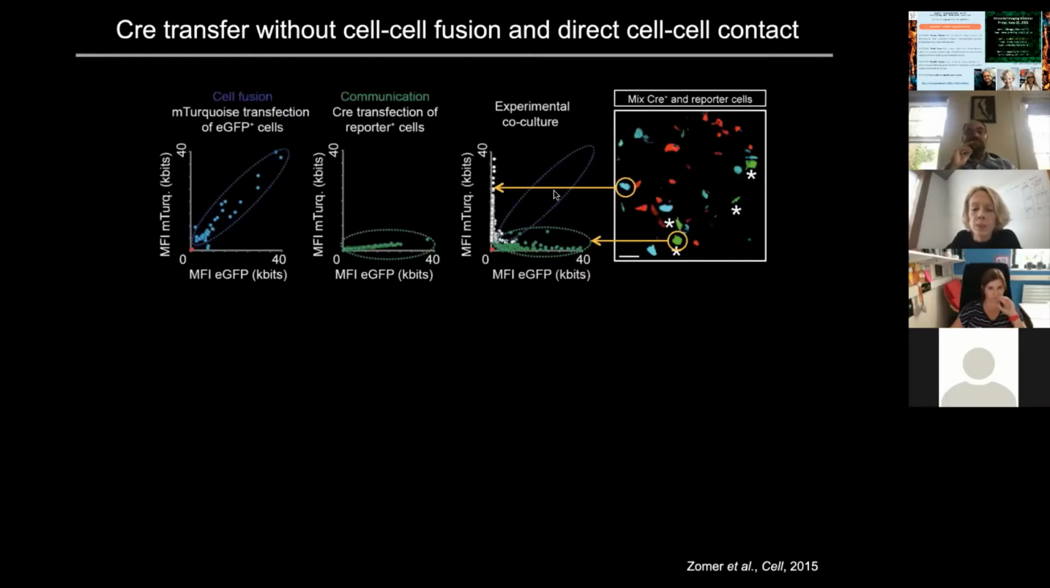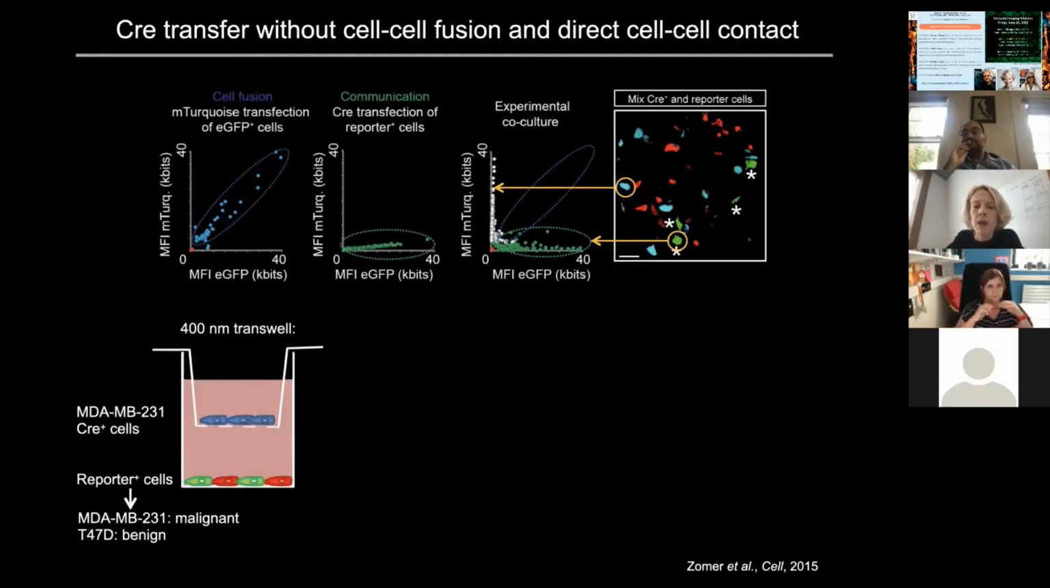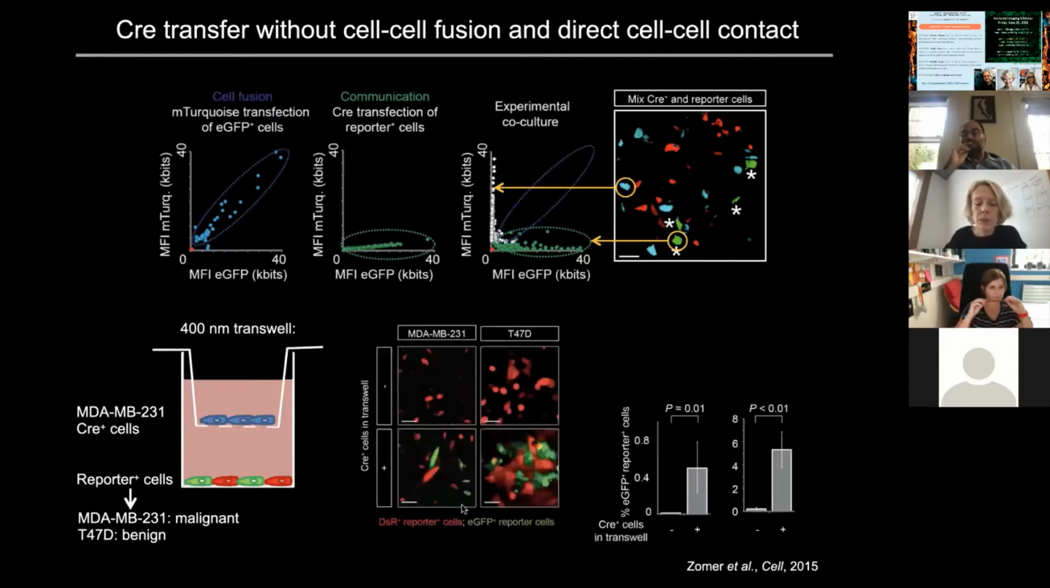Importantly, the appearance of these GFP positive cells was not mediated through cell-cell fusion because we did not detect CFP fluorescence in our GFP positive cells. Moreover, when we used a transwell system in which only vesicles could go through the transwell, we only observed the appearance of GFP positive cells in the condition where we seeded CRE positive cells in the upper well of the transwell system. So this is all, of course, nice, but it's all in vitro.